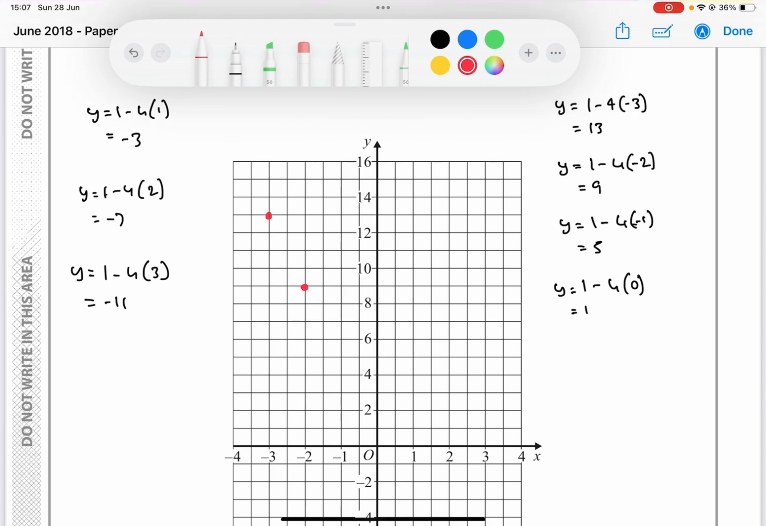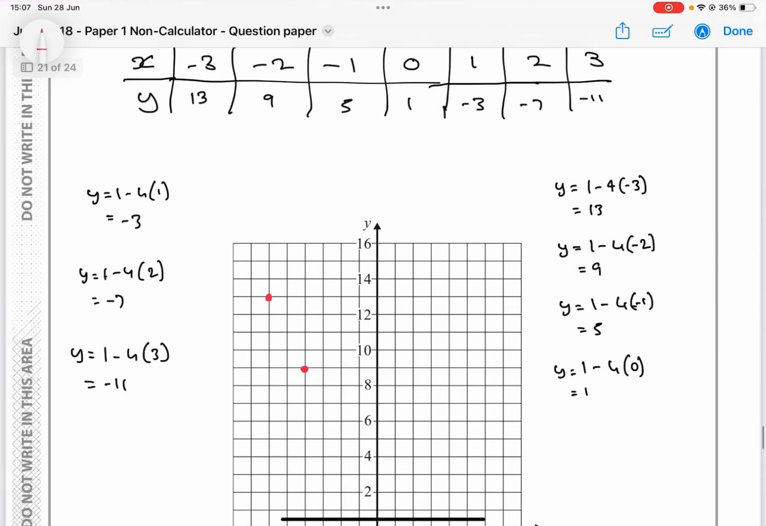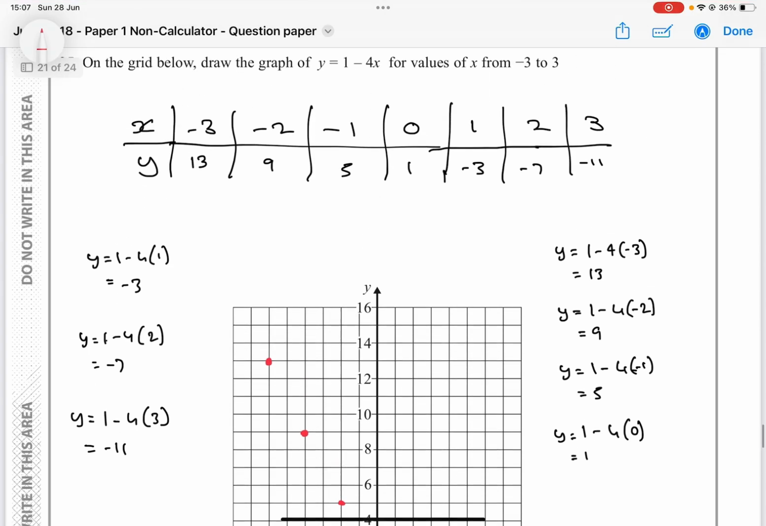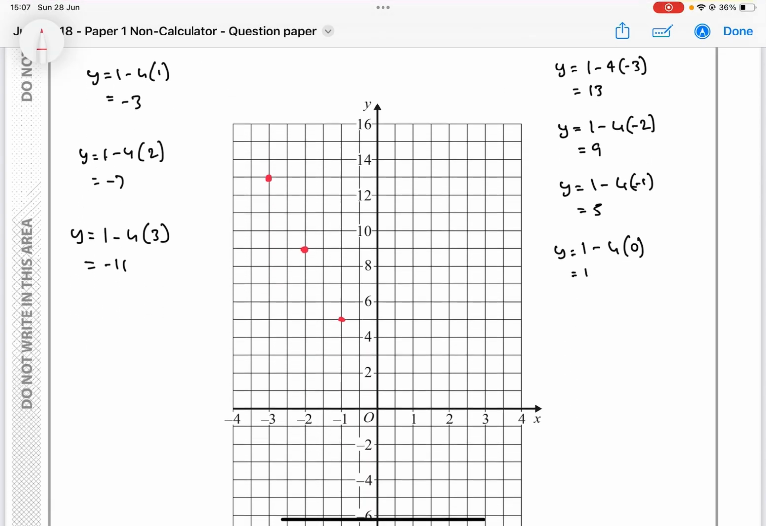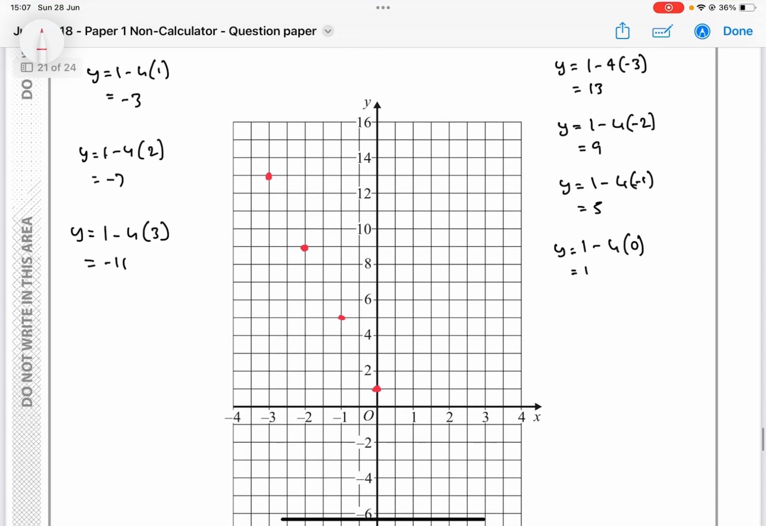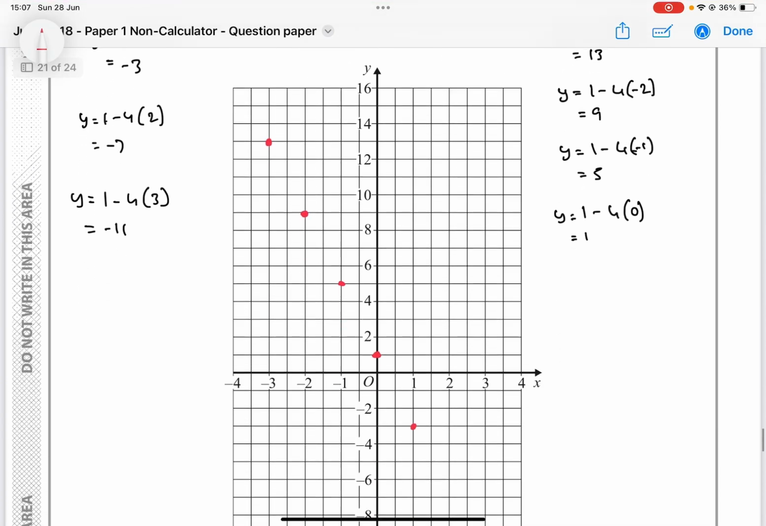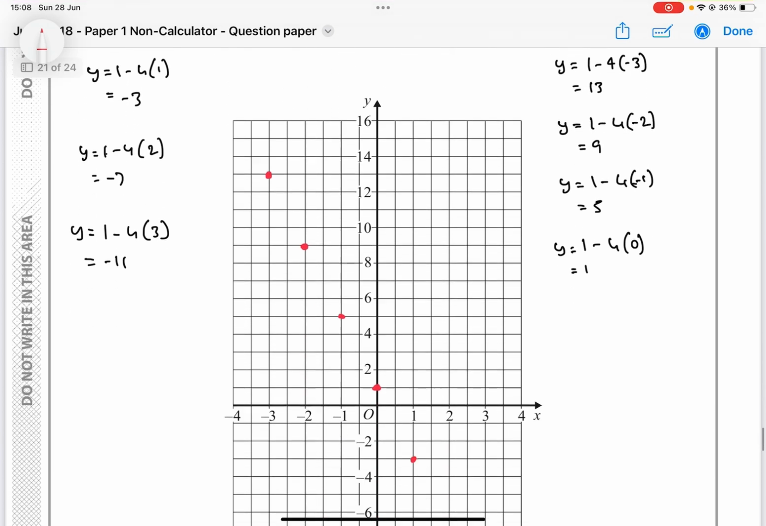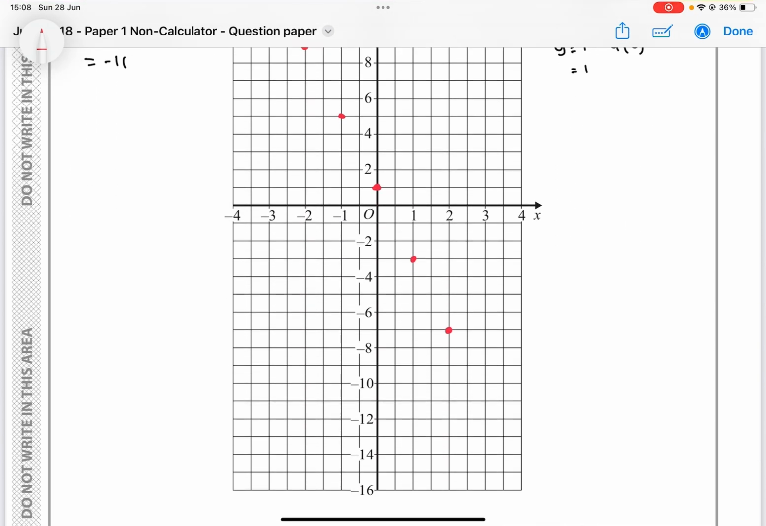Then we have minus 1, 5. So 5 is here, minus 1. Then we have 0, 1. So 0, 1. Then we have 1, minus 3. So that is here. Then we have 2, minus 7. And then we have 3, minus 11. That is all our points.